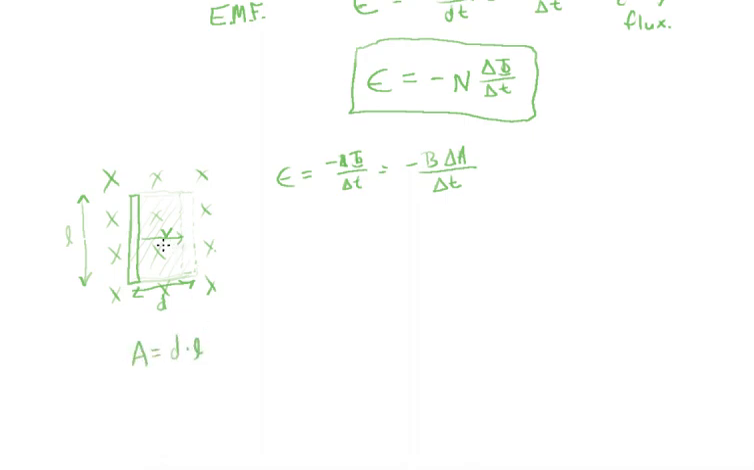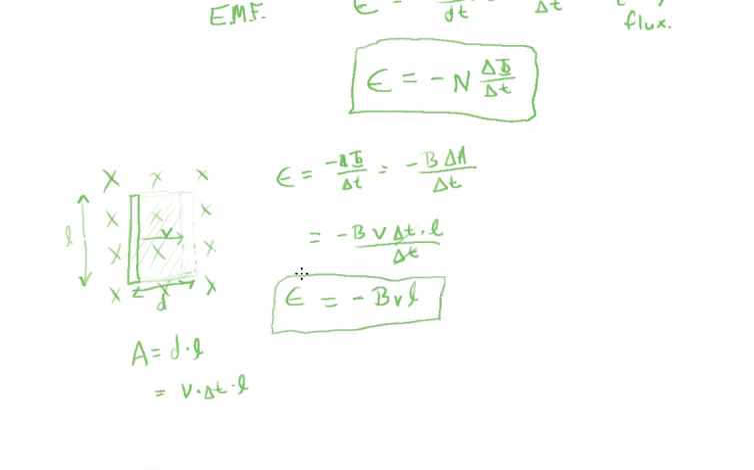But what's D? Well, D is velocity times time, right? So the area is velocity times the amount of time it took, times L. And we can rewrite this as negative B V delta T times L over delta T. And the delta T's will cancel, and you get that the EMF is negative B V L. And this is a very specific situation where we have a bar moving through a field like that.